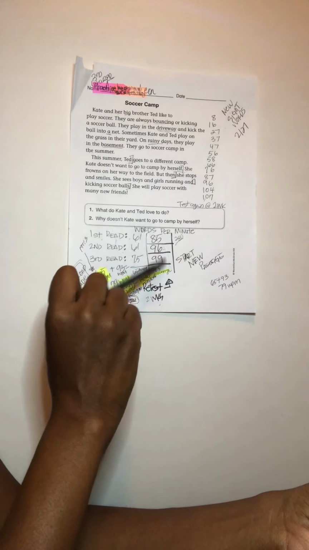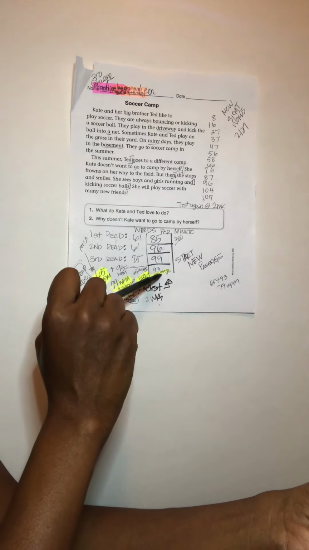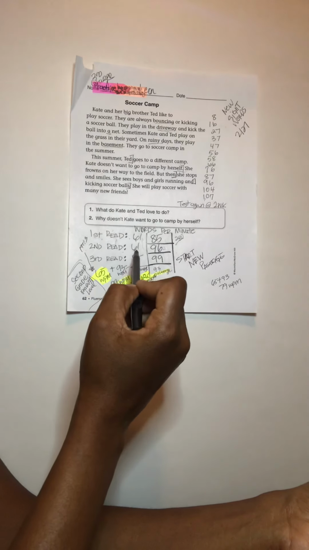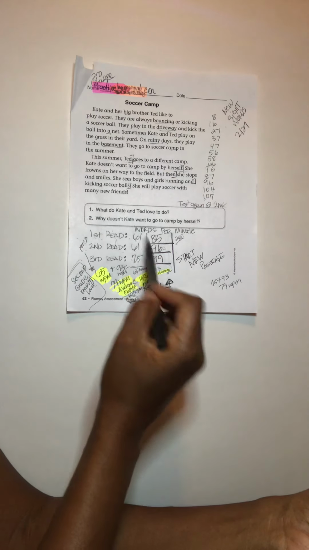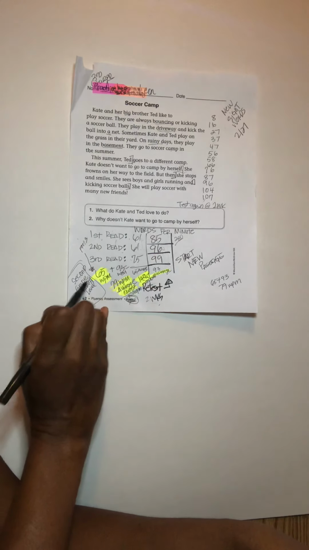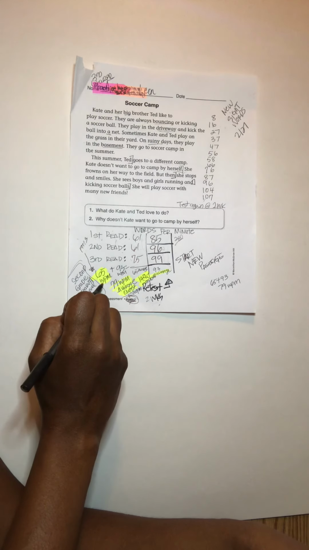So what you have to do is you want to add up all three of these and all three of these, and then you divide them. So 61, 61, and 75 is 197. And you want to divide it by 3. So that first time I actually tested her, she was at 65 words per minute, okay?